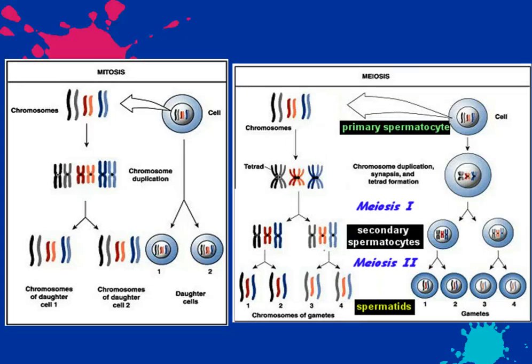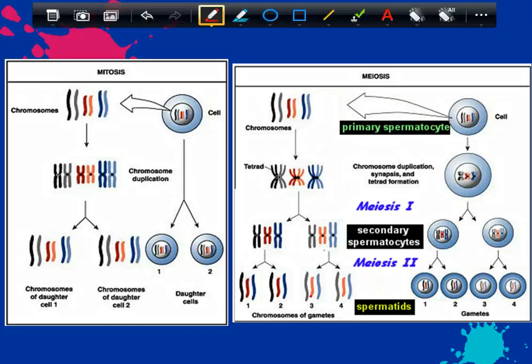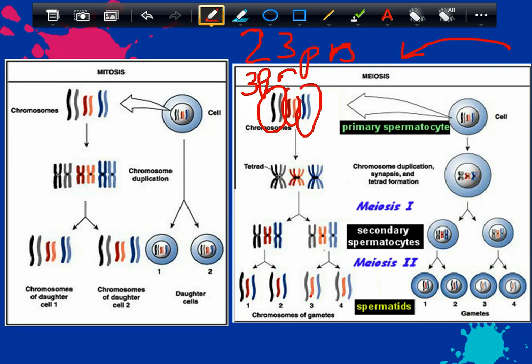Alright, so look over to the left at mitosis. Look at the right at meiosis. That's really what we're going to focus on. So in meiosis, in real life we would have 23 pairs, but that's way too many to have on the picture. So what you see here is 3 pairs, okay? Pair, pair, pair. They are homologous.